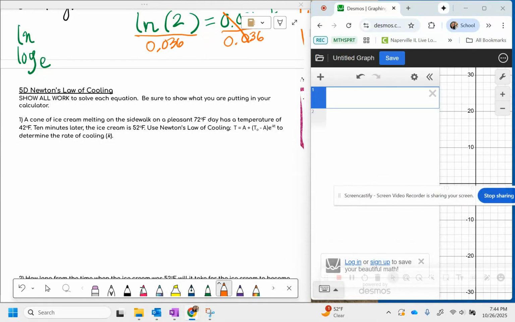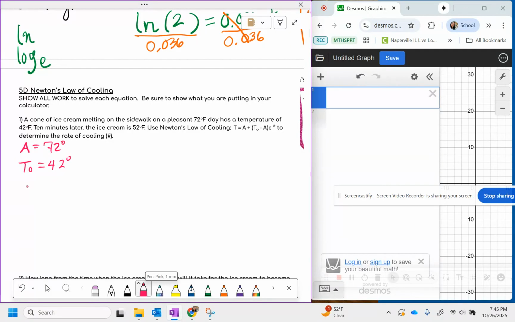So we will start with our, let's see, pleasant 72-degree Fahrenheit day. That is my ambient temperature. And the original temperature of the ice cream is 42 degrees. Then 10 minutes later, so that's my little t time, the actual temperature is 52 degrees. And so now I can find the k value.